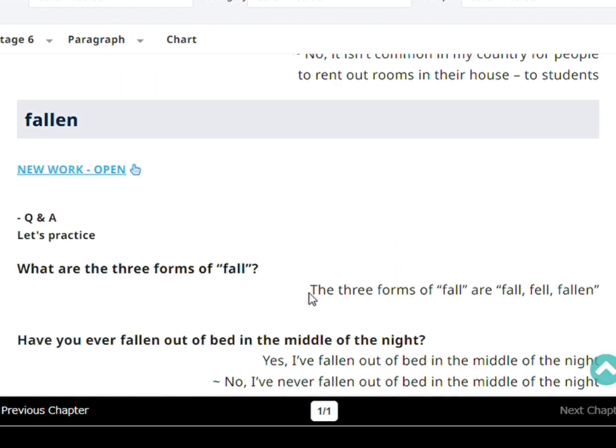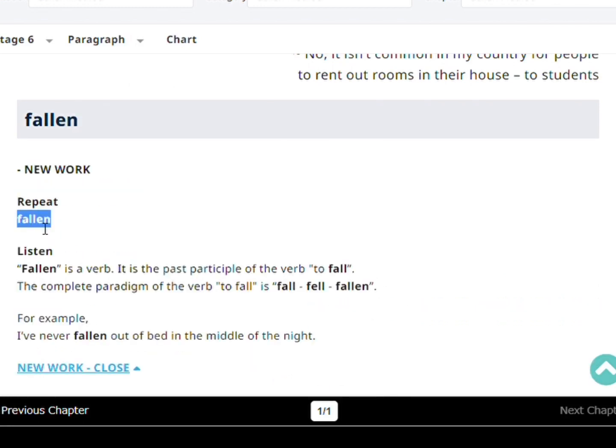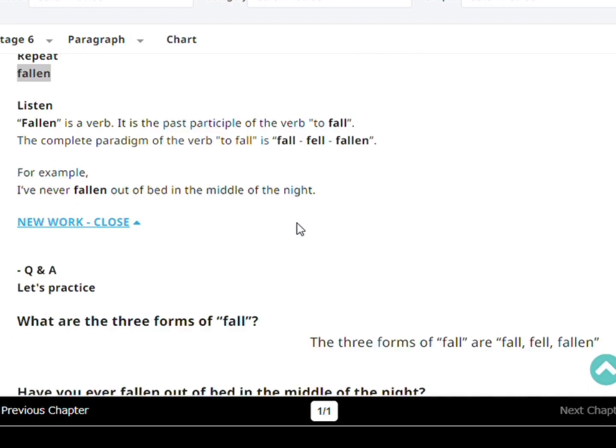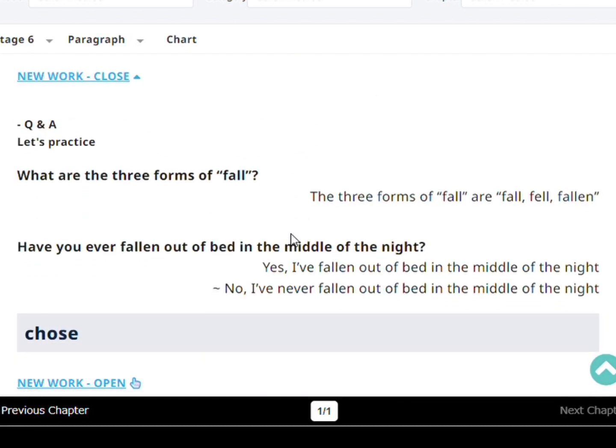Okay, so now that's the end of our revision. Let's have new work. Okay, repeat. Fallen. Fallen. Very good. Okay, listen. Fallen is a verb. It is the past participle of the verb to fall. The complete paradigm of the verb to fall is fall, fell, fallen. For example, I've never fallen out of bed in the middle of the night.